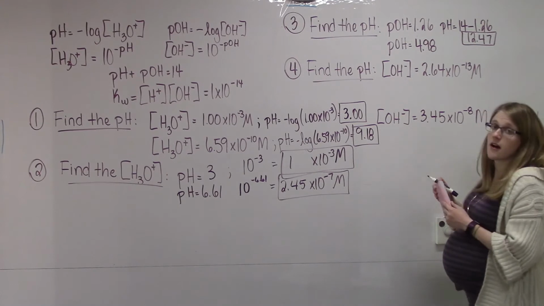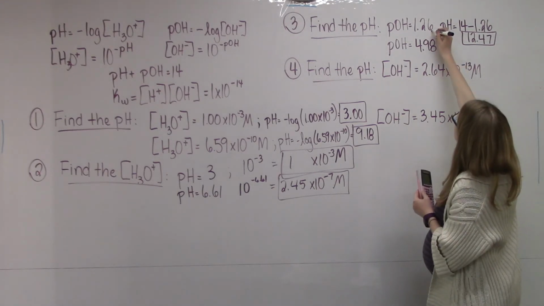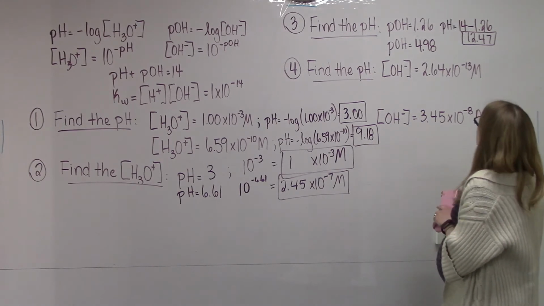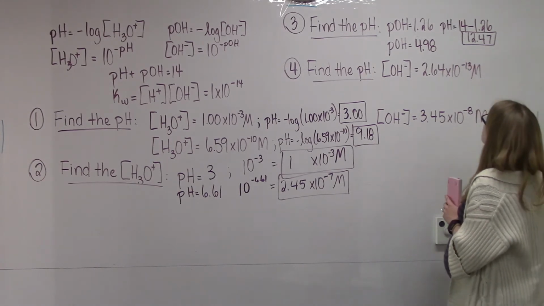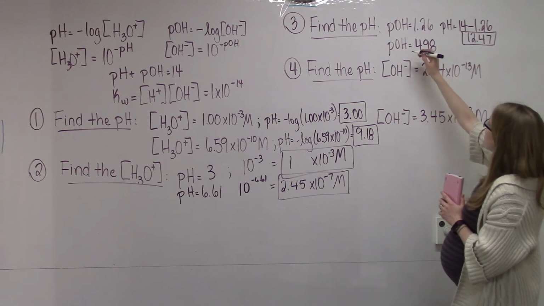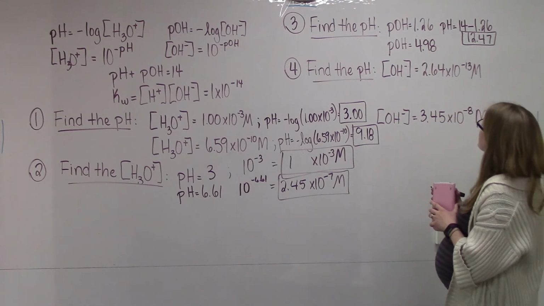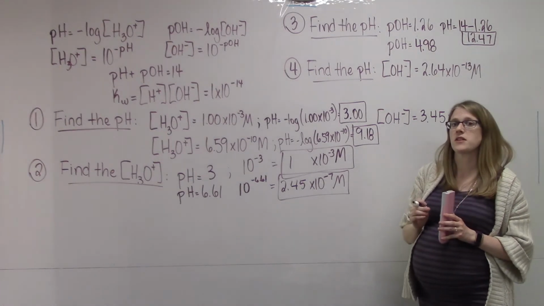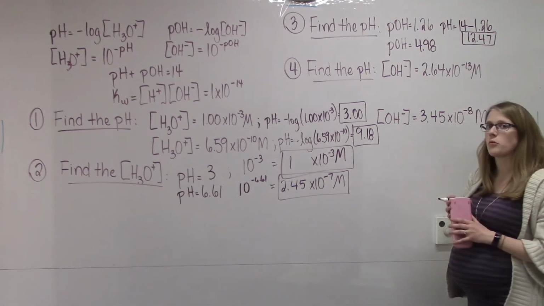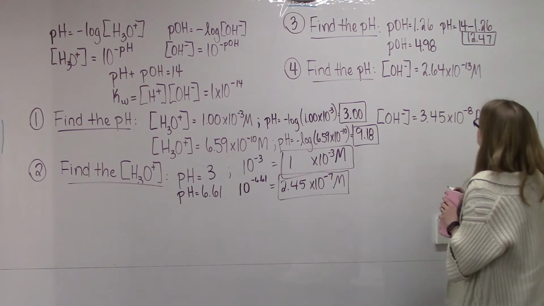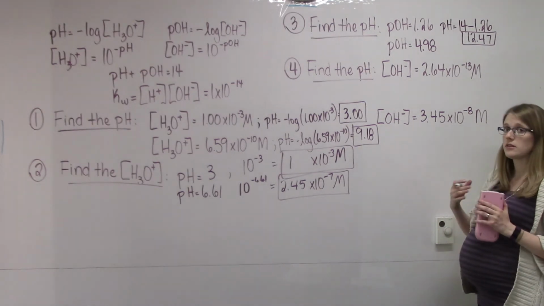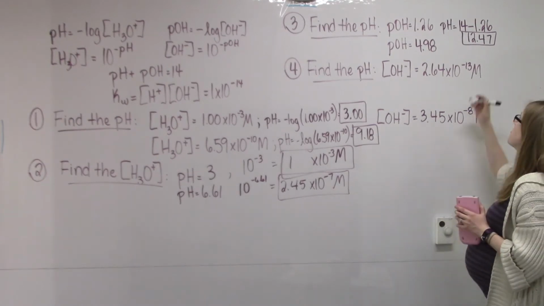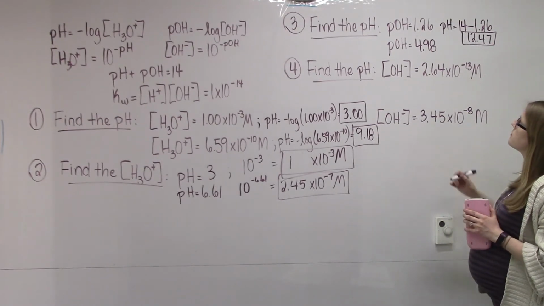Notice, honors folks, this one went to the hundreds, our final answer goes to the hundreds. Academic folks, doesn't matter as much for you guys how many digits you write down. Okay, let's think about what this number means. I would suggest you look at the pH to figure out if it's an acid, base, or neutral, because that's the scale we know better. 0 to 7 is an acid. 7 exactly is neutral. Above 7 is going to be a base, so this one's a base.